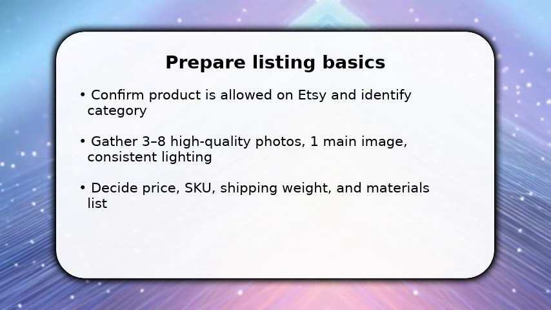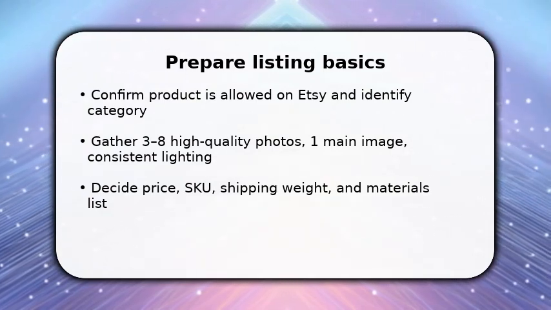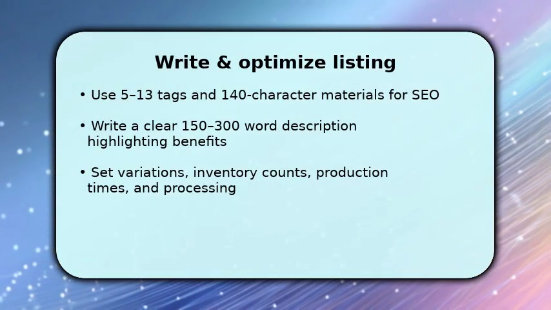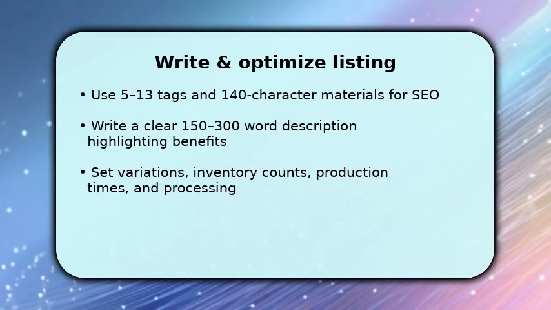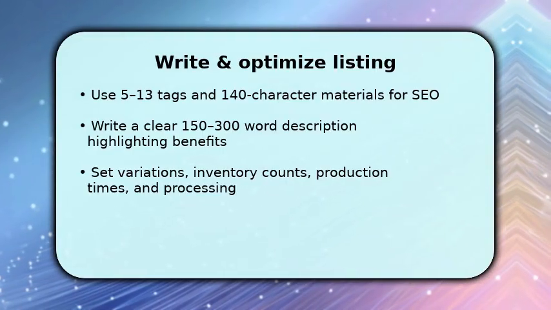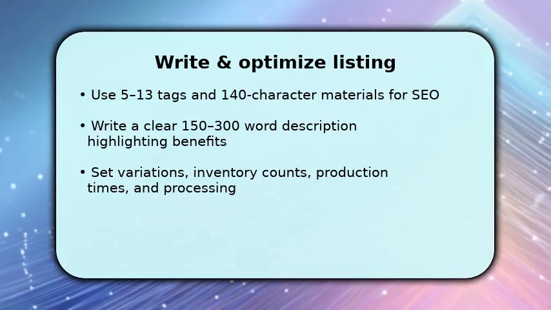Now focus on the middle. Write copy and set logistics. You should craft a descriptive headline and a benefits-first description that answers who, what, and why. Include measurements and care instructions to reduce buyer questions. Then, add 13 relevant tags and select categories to improve search visibility.